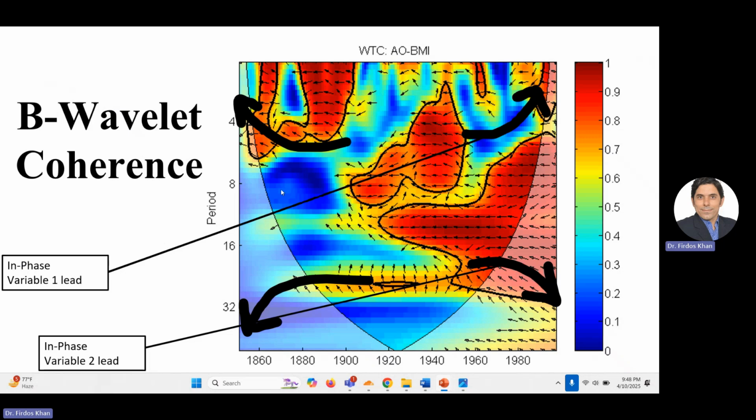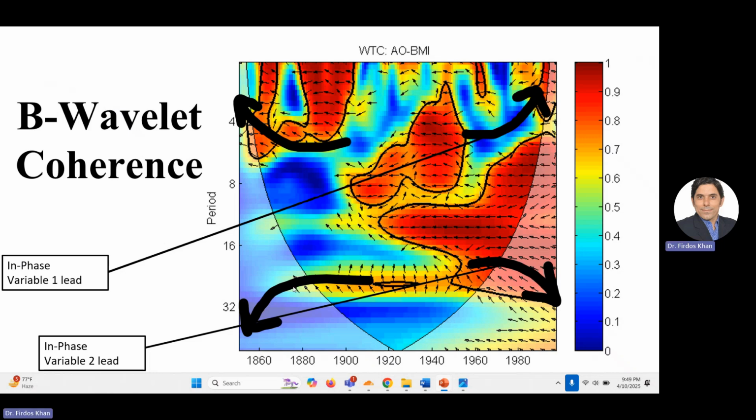And if the arrows are toward the left side, that means the variables are in anti-phase relationship. And if the arrows are in the left upward direction, this means that the first variable leads the second variable. That means the first variable influences the second variable. But of course, anti-phase means negative relationship.